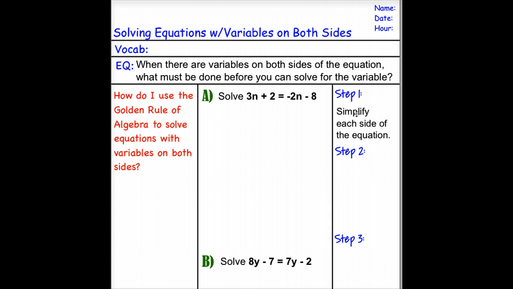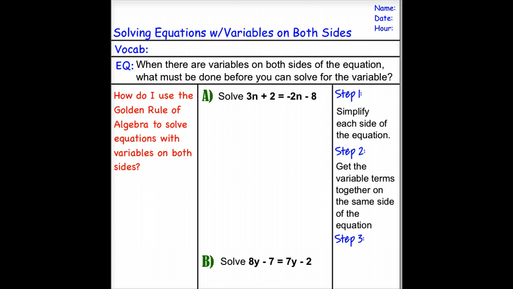In the case of example A, 3n plus 2 equals negative 2n minus 8, there is no simplifying to do on each side because you cannot combine 3n and 2. Likewise, you cannot combine negative 2n and minus 8. So we'll move on to step 2, which is to get the variable terms together on the same side of the equation. We talked a little about this last week when we had a couple problems on our homework that involved this. And we have our choice.